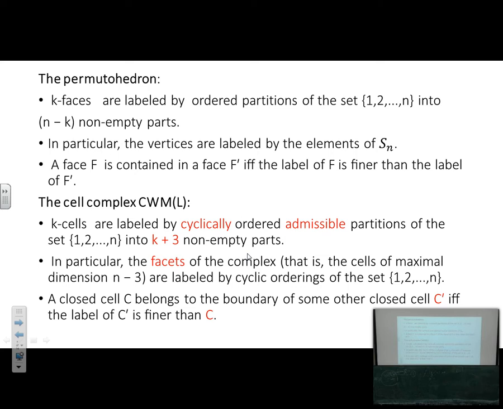Okay, and the patching rules are dual to those of the Permutohedron. So what I propose is that we now compare the Permutohedron and the cell complex. First of all, there are linear orderings for the Permutohedron. Here we have cyclic orderings. For the cell complex of the moduli space, we have admissibility conditions. And in a sense, the patching rules are reversed. And this hints that we should treat the dual complex instead of this one.